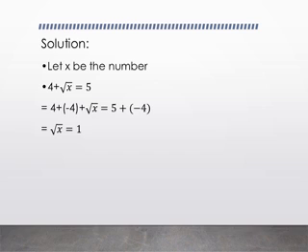We have now square root of x is equal to 1. Since the x still has its root, we need to eliminate the root by raising the equation to the power of 2. And now we have x is equal to 1, since 1 squared, or 1 times 1, is just simply 1.